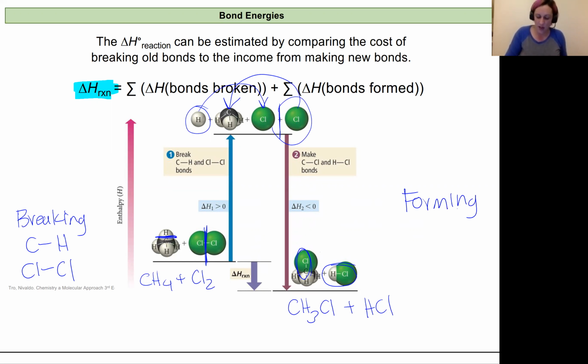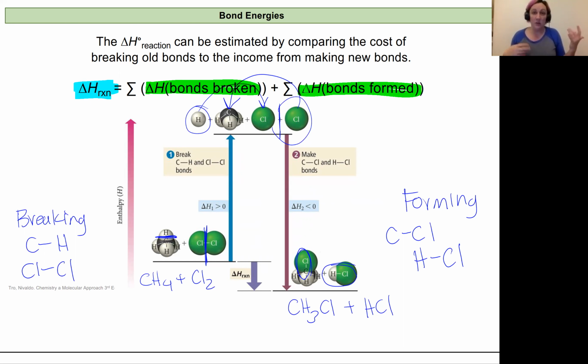All my other bonds stay the same, so I can just ignore them. It'll be the same on both sides. So what I can do then is calculate the enthalpy of the bonds breaking plus the enthalpies of the bonds forming, add those together and get an enthalpy of the reaction, or an estimate of it.